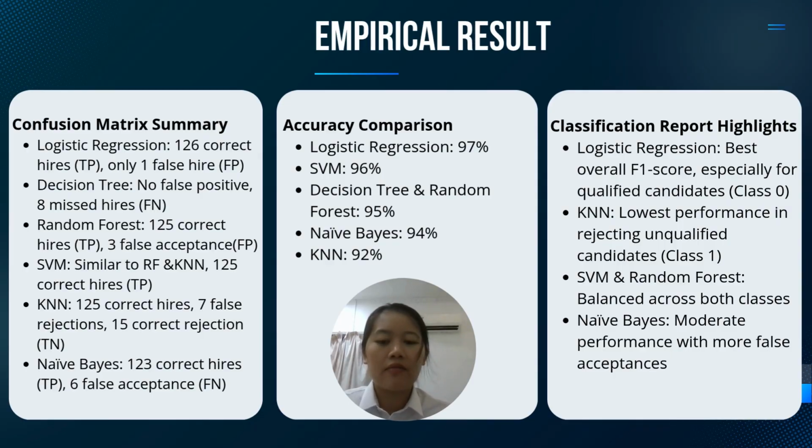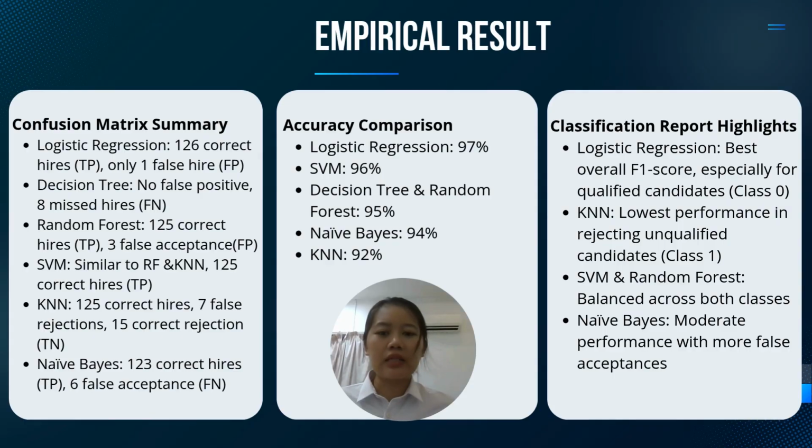Naive Bayes predicted 123 correct hirings but made the most false hirings with 6, while only missing 3 actual qualified candidates. In terms of accuracy, logistic regression leads with 97%, followed by support vector machine at 96%, and both decision tree and random forest achieve a high score of 95%. Naive Bayes scored 94%, and KNN was the lowest one, at 92%.